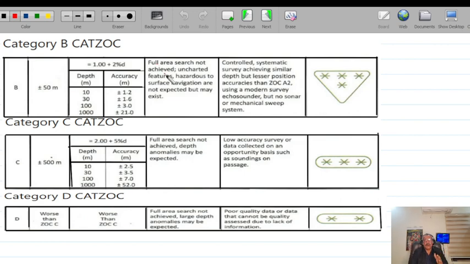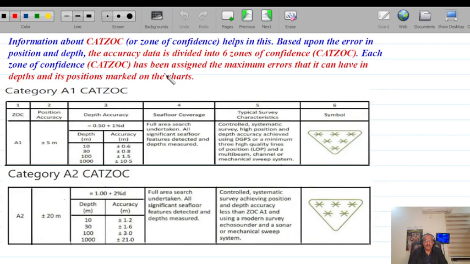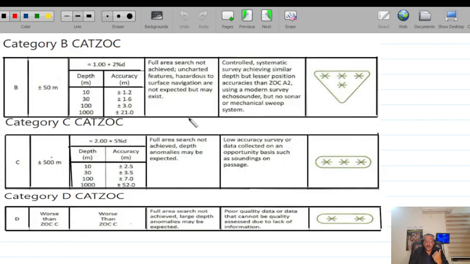Now how this survey is performed, going with the same tabular thing, that is seafloor coverage. The seafloor coverage in this case is full area search not achieved, uncharted features hazardous to surface navigation are not expected but may exist. So it's a bit ambiguous. So when you're coming into category B CATZOC, just as a navigator, to exercise prudence towards the safety of navigation, exercise due diligence for the masters and the officer in charge.